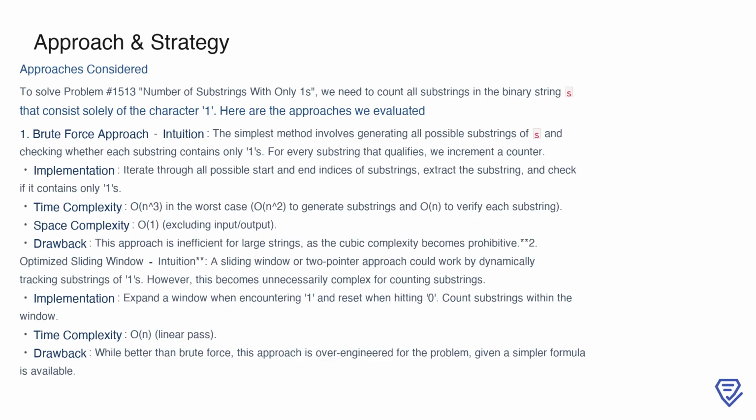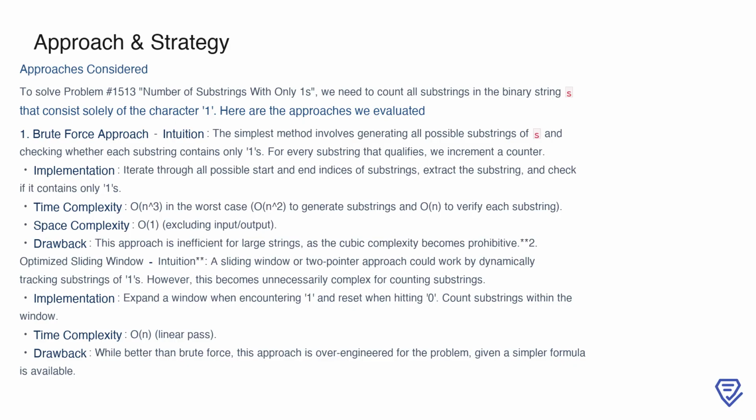However, implementing this requires iterating through all possible start and end indices to extract substrings, and then an additional check to verify if each substring is valid. This results in a time complexity of O(n cubed) in the worst case, making it inefficient for large strings. The space complexity is O(1), as we don't use any extra data structures. While this is a valid approach, the cubic complexity makes it impractical.